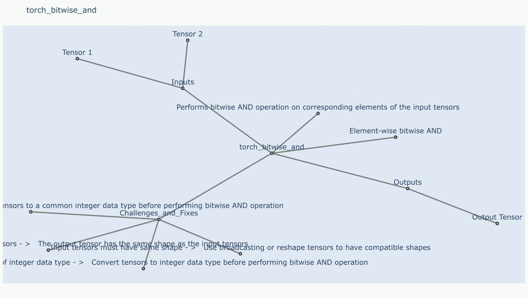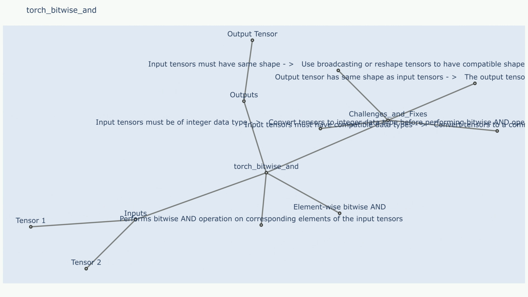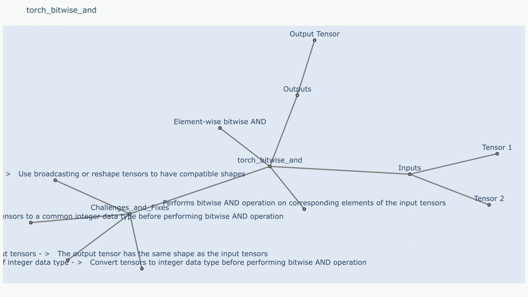Input 2, a tensor of the same data type as input 1. The elements of this tensor will be used as the second operand for the bitwise AND operation. Outputs. Output 1, a tensor of the same size and data type as input 1 and input 2, containing the results of the bitwise AND operation between corresponding elements of input 1 and input 2.